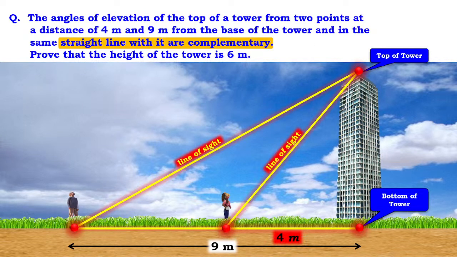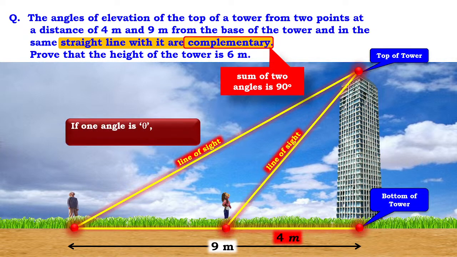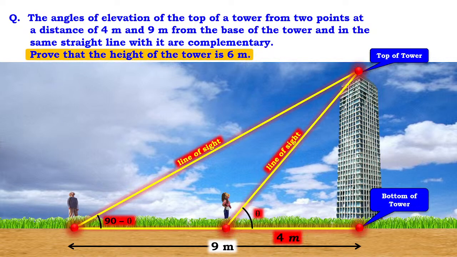Next, look at this. The straight line with it are complementary. Complementary is the clue. मतलब कितना होता है? Sum of the two angles, how much it is? 90. Okay. So now, if one angle is theta, if this is theta, the other will be, if this is theta, this will be how much? 90 minus theta. Okay.